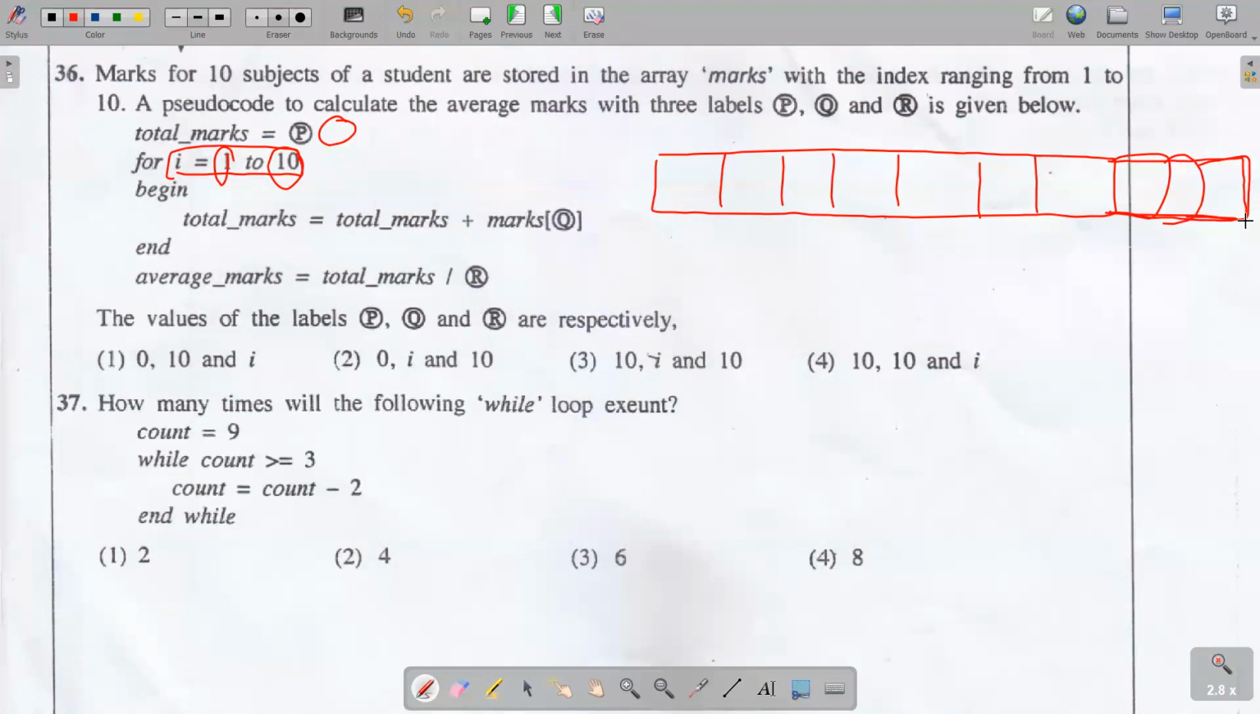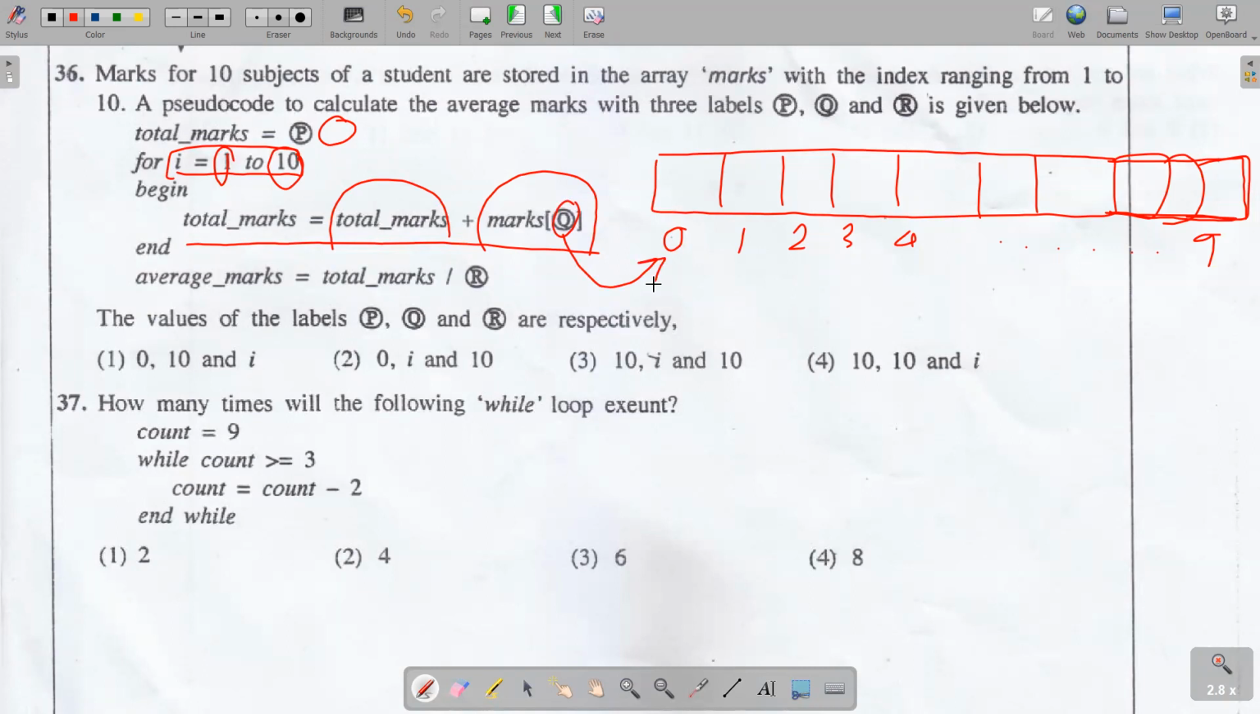Generally arrays are marked as 0, 1, 2, 3, 4, likewise 9. So then this equation will be total marks plus marks Q. So Q should be a 0 at the very first iteration. So 0 is a value. Values are defined over here, that means regarding I and regarding P.